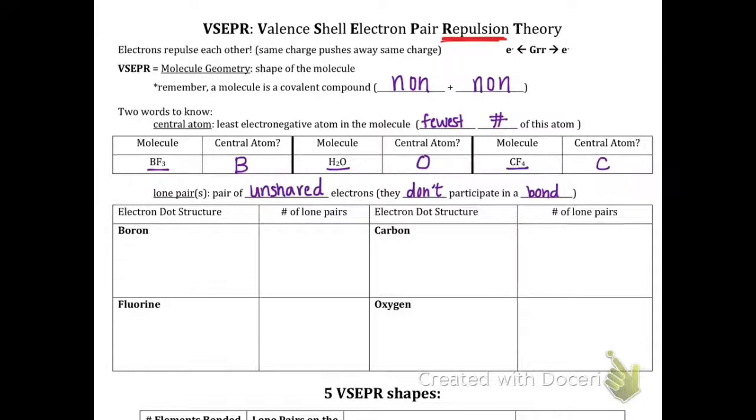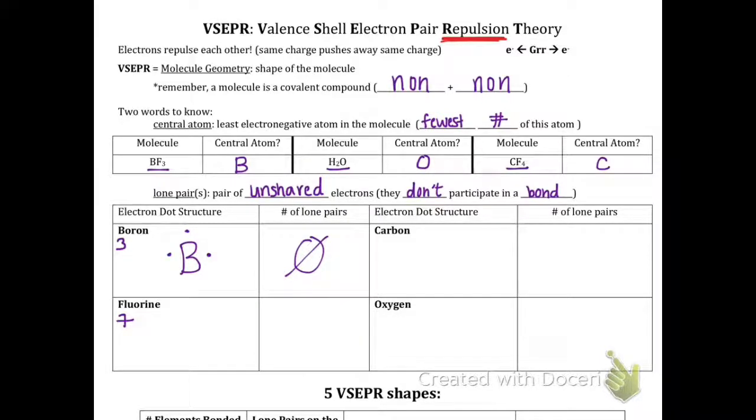Okay? So, for instance, boron is in the 3rd column. So if I draw boron, 1, 2, 3, none of those 3 have friends, so they have 0 lone pairs. Now, fluorine is in the 7th column.